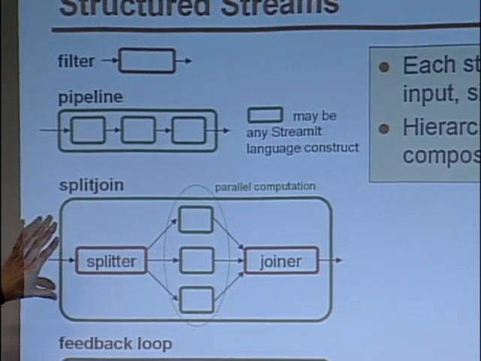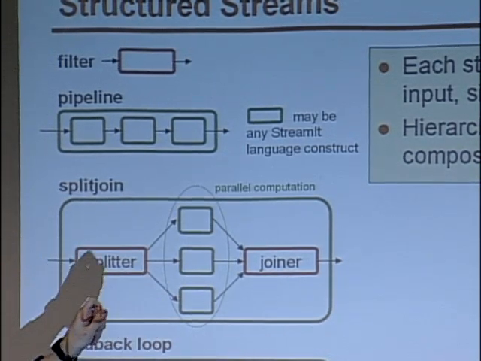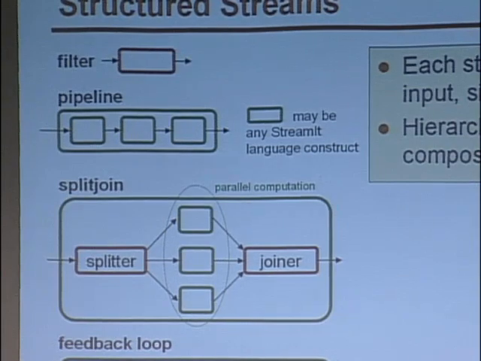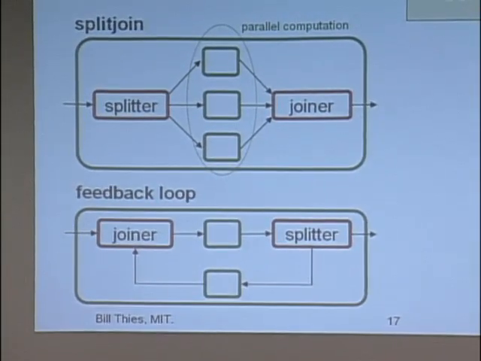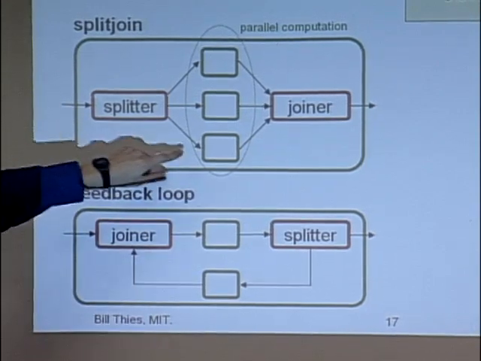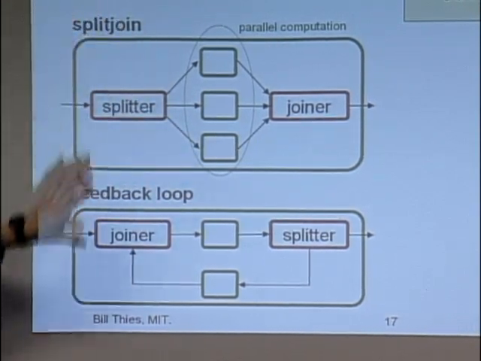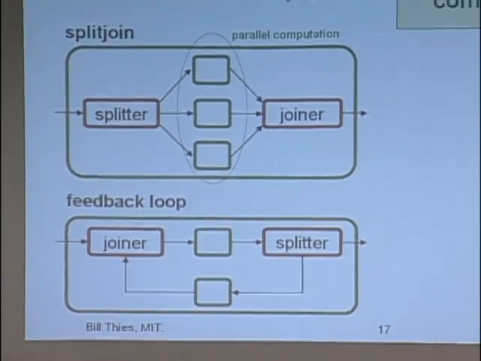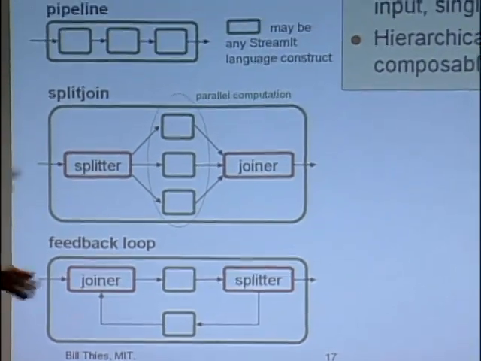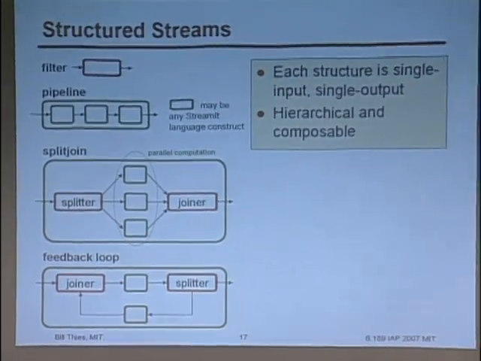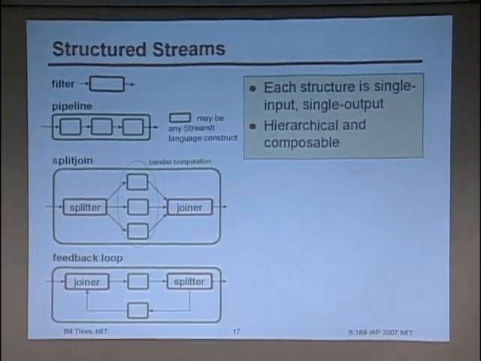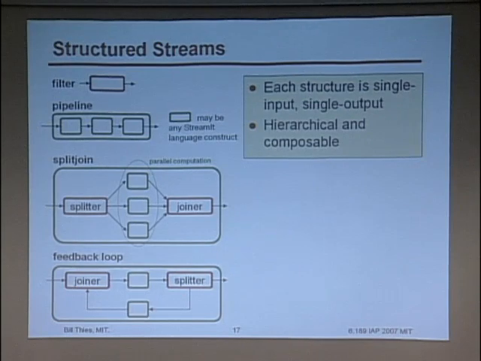So the whole construct still remains single input and single output. Likewise, the feedback loop is just a simple way to put a loop in your stream. And of course, these are hierarchical. So all of these green boxes can be any of the three constructs. So that's how you can have these hierarchical graphs. And again, since everything is single input, single output, you can really mix and match. Choose your favorite components, and they'll always fit together. You don't need to stitch multiple connections.